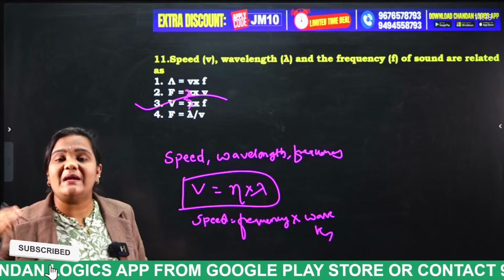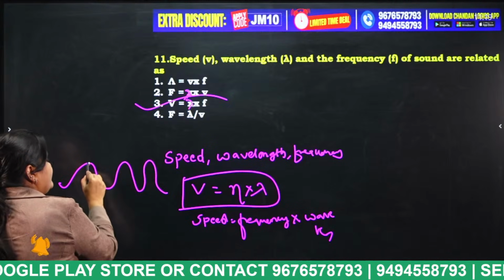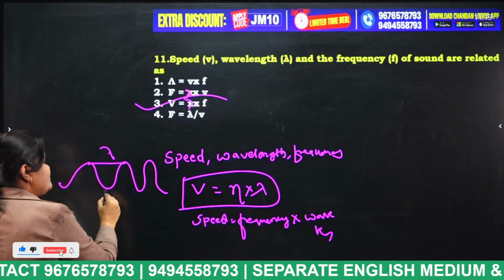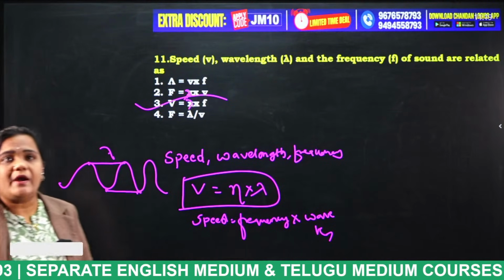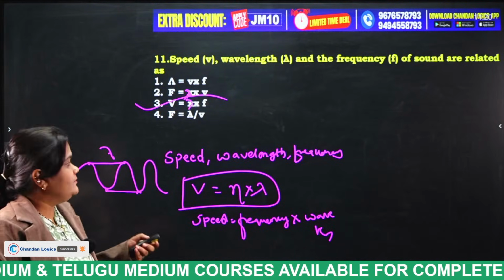What do you mean by wavelength? For example, this is a wave, right? The distance from one crest to another crest we call it as what, students? Wavelength. Or the distance from one trough to another trough we call it as what, students? Wavelength. Okay? Clear? Next.